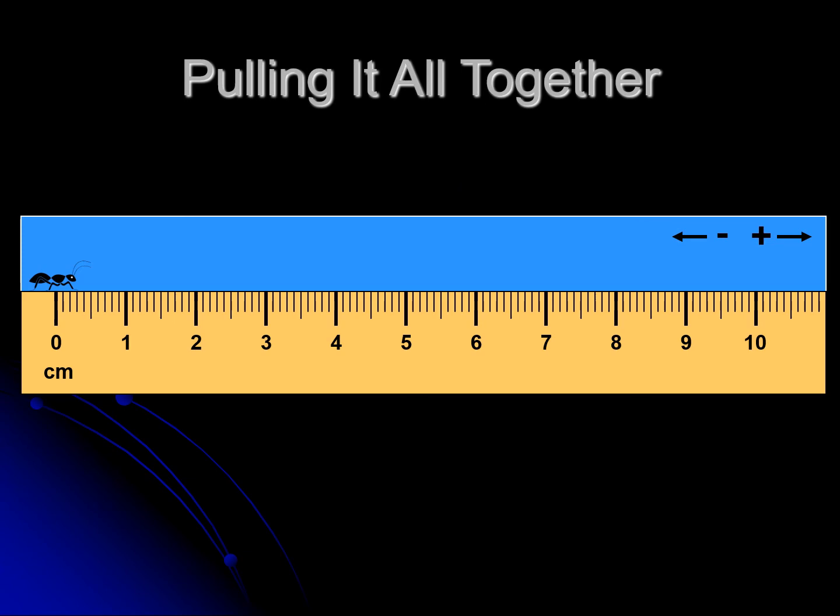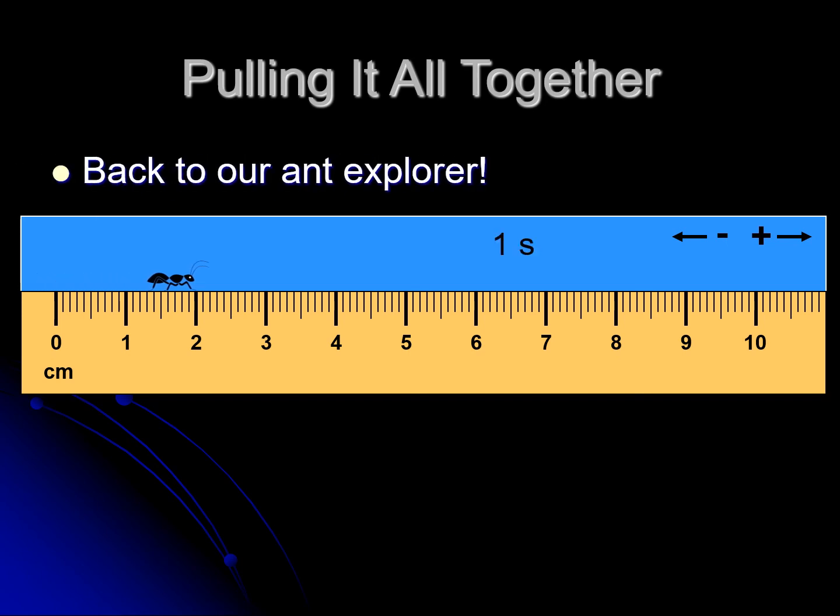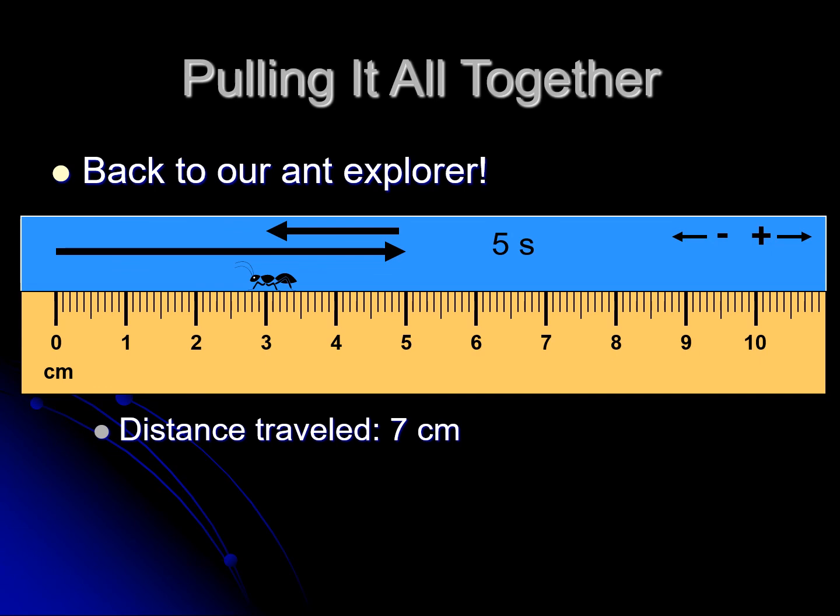Okay, now let's summarize this one. We will now combine distance, speed, displacement, and velocity. So let's look at the ant here. Back to our ant explorer. The ant is moving for 5 seconds. We can see here that the ant moved twice, from 0 to 5, then from 5 going back to 3. So what is our distance? The distance traveled is 7, right?